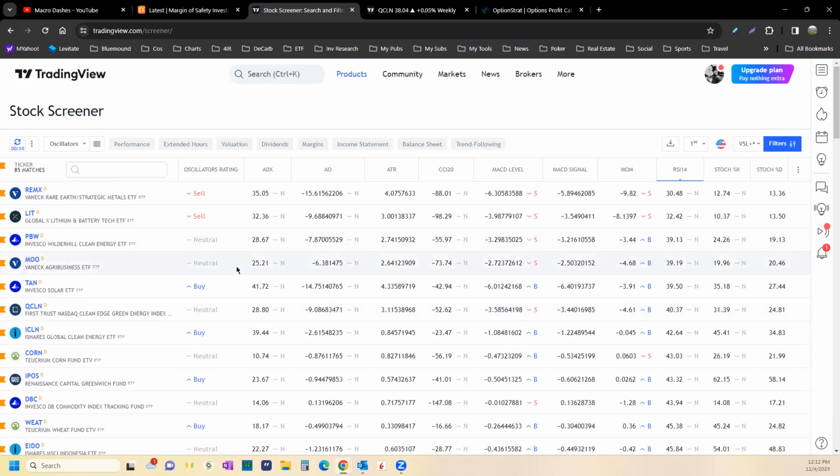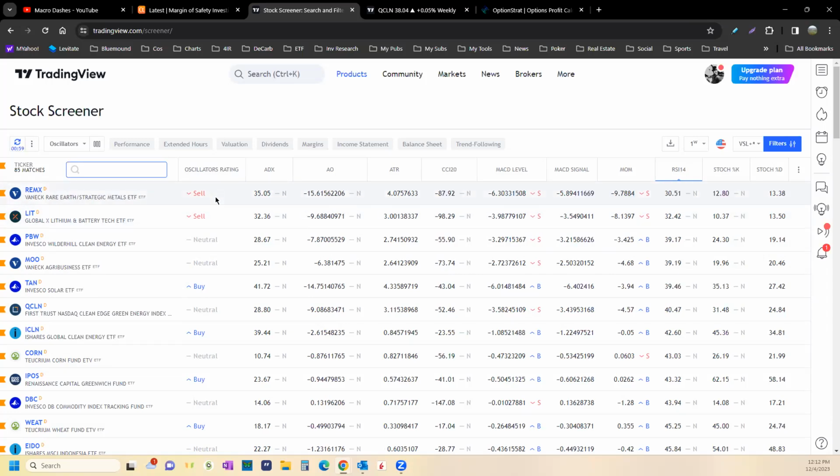So if it says neutral, you have to figure it out yourself. If it says sell, you probably don't want to buy quite yet. Even though some of these look cheap, the downward momentum is still very strong. So you don't want to buy into anything with strong downward momentum. That's important. Try not to catch a falling knife. Let the knife hit the ground.